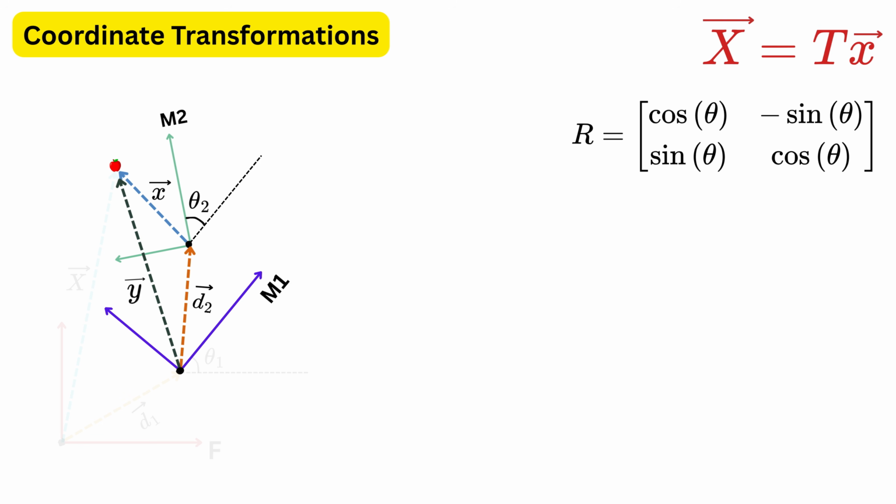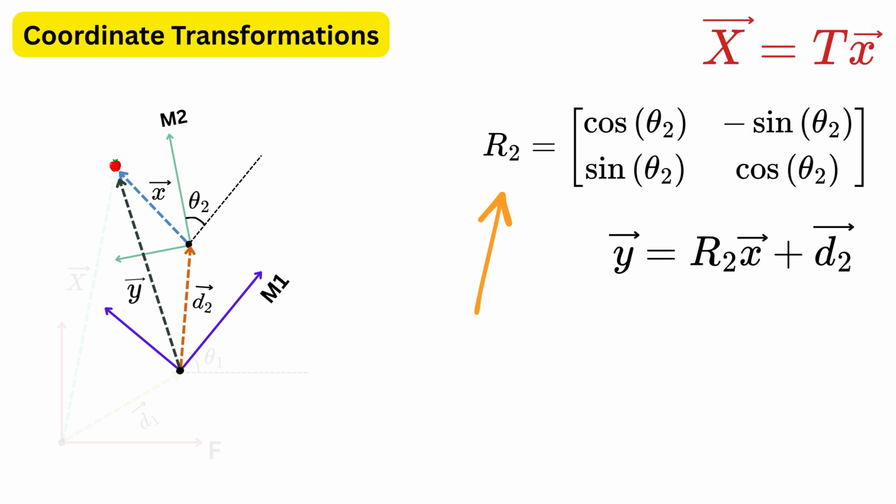Since the transformation from M2 to M1 involves a rotation by theta 2 and a translation by d2, we can write y as R2 times small x plus d2, where R2 is the rotation matrix for theta 2, which is given like this. Now, y is the position of the point in the M1 frame.